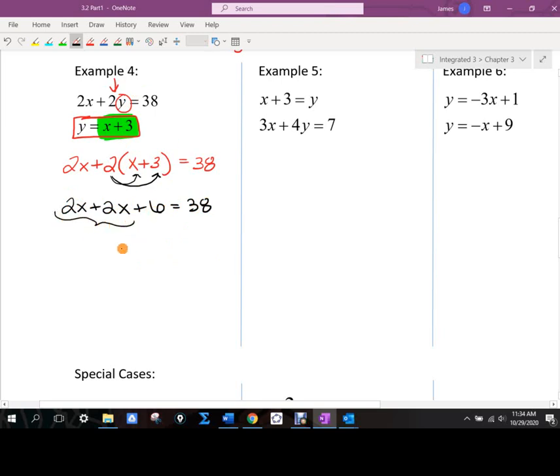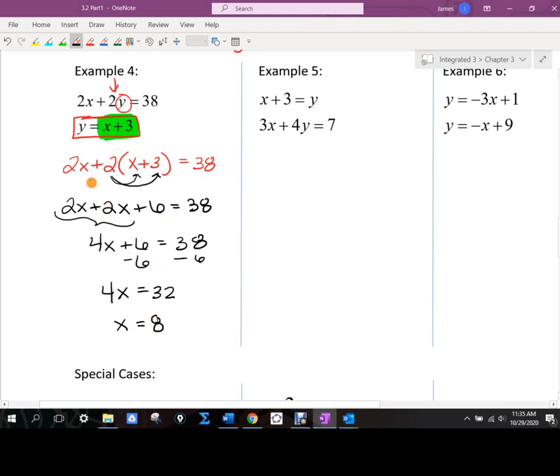How many x's you got? 4 x's. And now what? Subtract 6. I get 4x equals 32. So what's the answer? See how I did that, Noah? Noah, what'd you get? That's 8. Yeah, x is 8. You guys get 8?